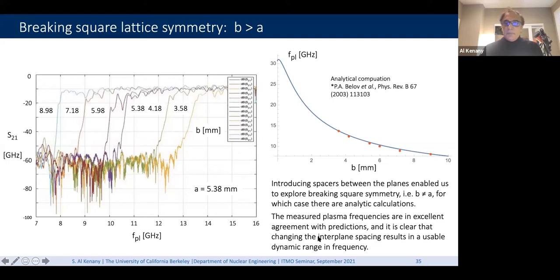It's very important to know that in the first experiments, just varying the spacing, we used a square grid. It means A equals B. But here, as we break the symmetry, we explore breaking the square symmetry, in which case this is matching the analytical solution of the Bailoff equation, and that's where our data is exactly matching the analytical computation of the Bailoff equation.